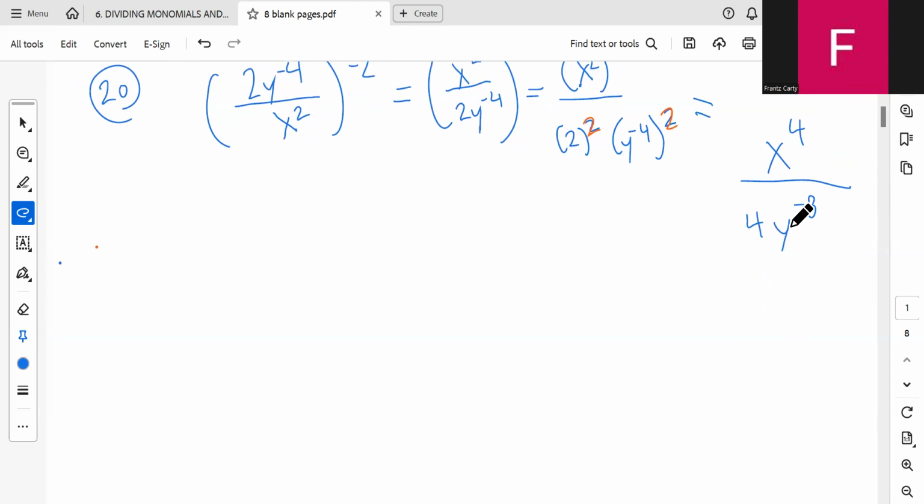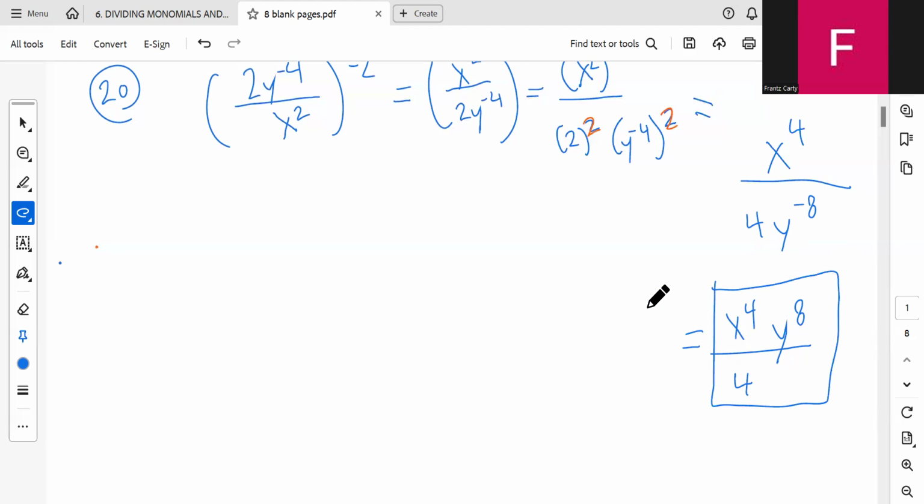Now, my last step. Is there any division I can do? Okay, but I want to have positive exponents. X to the fourth, is it going to move or stay? You got it. 4, move or stay? What about y to the minus eighth? That's it. Negative exponents always move. Negative exponents always move.